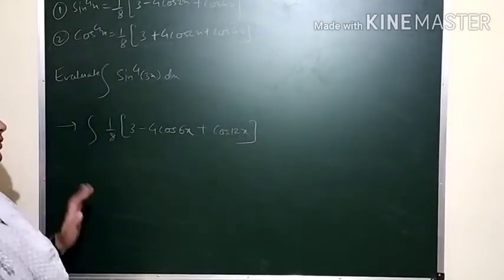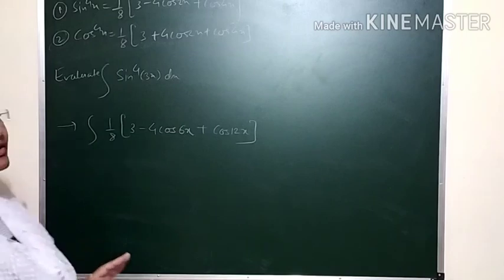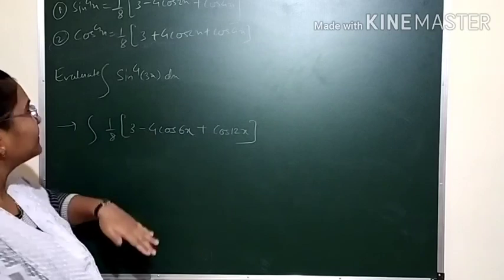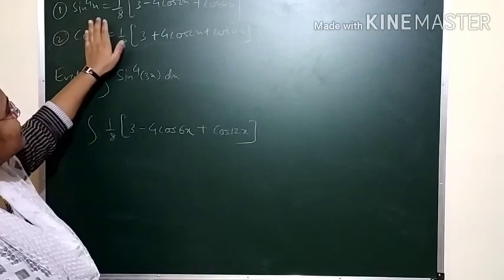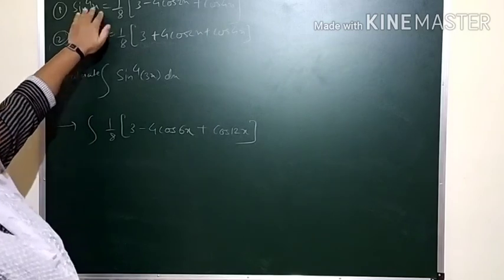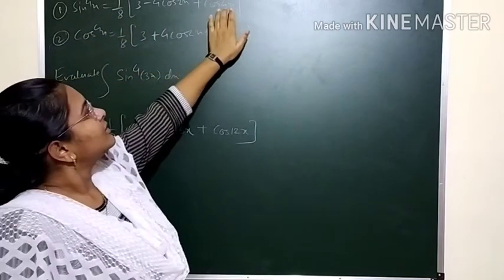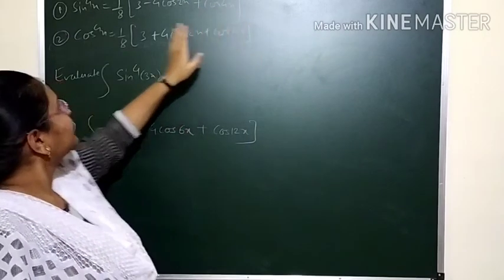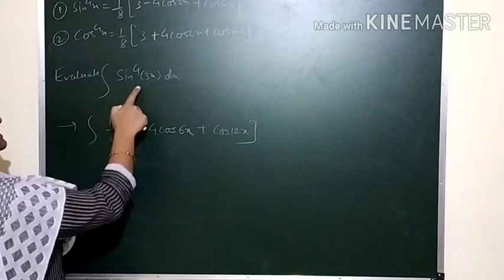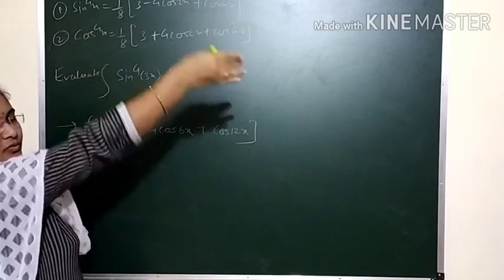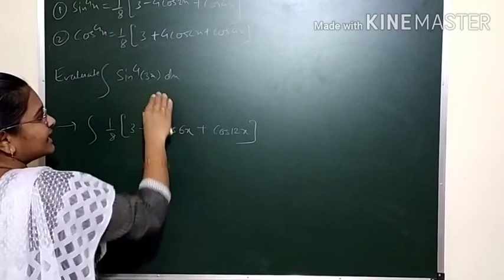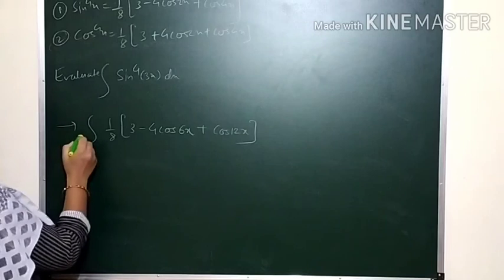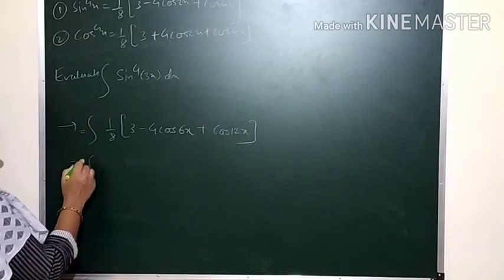Getting it? Please write it properly. Whenever you are using any form, please see it properly. If only one multiple of the angle is given, here it is double angle, and 4 means twice of the double angle, that is 4x is given. So here we have sine of 3x raised to 4, so it will be 6x and then 6 2s are 12x. Getting it? Any doubt?